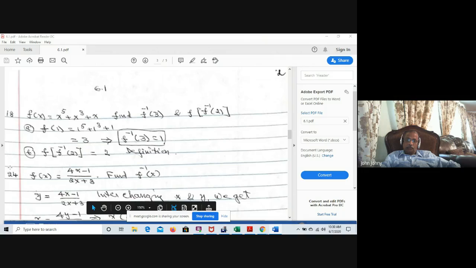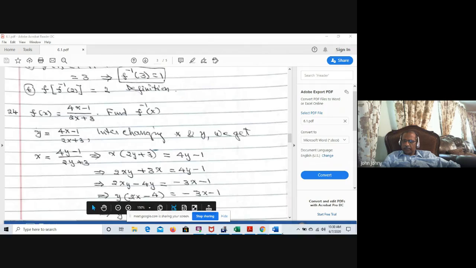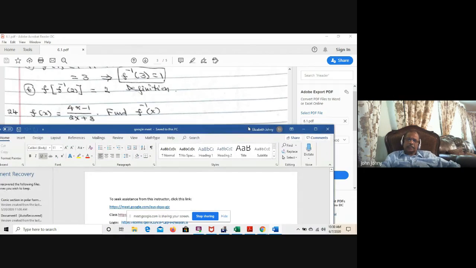Second part, f of f inverse 2 is 2. That's the definition. There is nothing to prove there. f of f inverse x is x, so f of f inverse 2 is 2. Okay, so that's it. Now, question number 24. That again is a pre-calculus question. Find f inverse x, where f(x) is equal to (4x minus 1) divided by (2x plus 3).